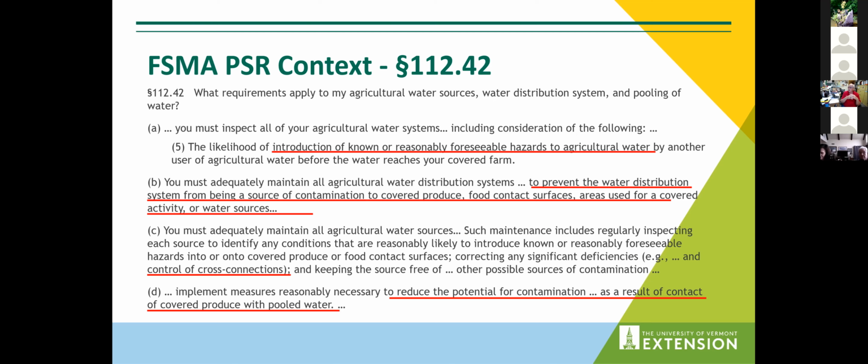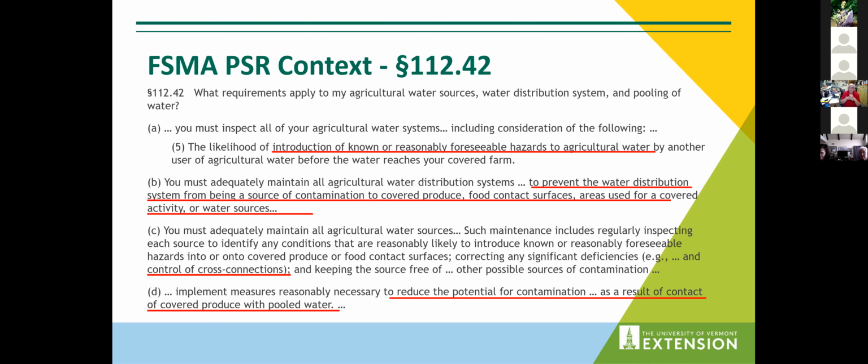When it does come out, we will let everyone know what the changes are, because they could be substantial changes in the number of samples you need to take, and other issues related to water use in the field and also in a packing operation.